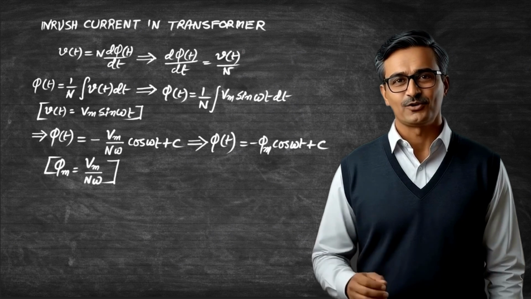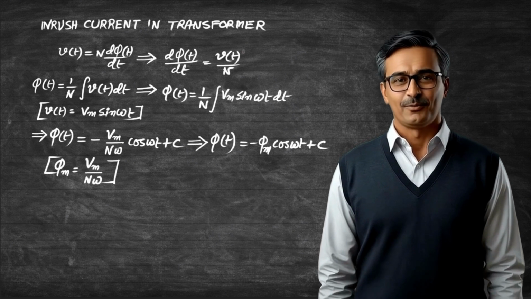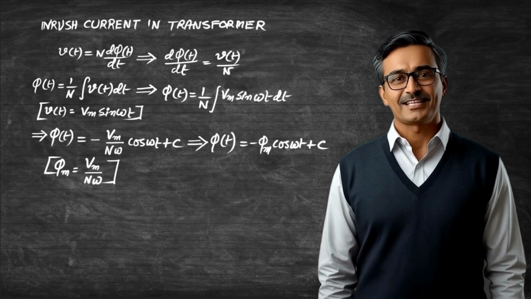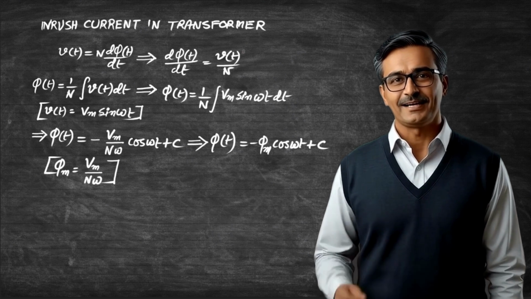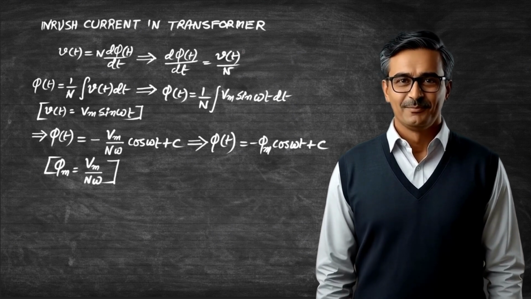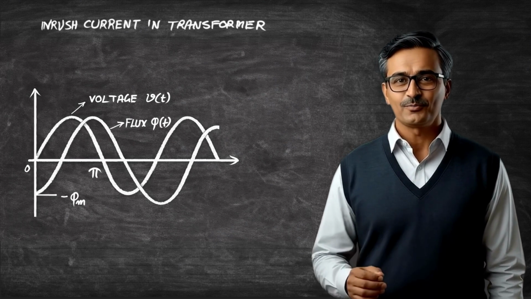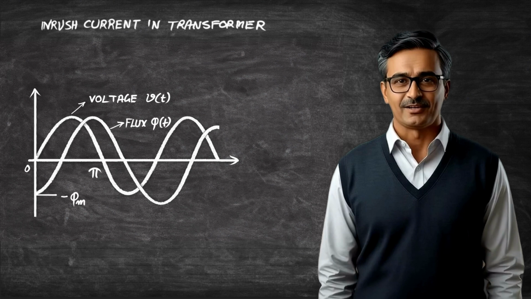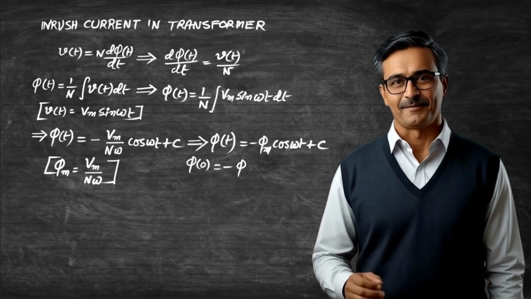Now, let us consider the normal no-load operating condition of a transformer. The magnetizing current required to produce the flux lags the applied voltage by 90 degrees. Since the magnetic flux is directly proportional to the magnetizing current, the flux is always in phase with the magnetizing current. Therefore, the flux also lags the applied voltage by 90 degrees. Because of this phase relationship, when the voltage waveform crosses zero, the flux reaches its negative maximum value. Therefore, under normal steady-state condition, when t = 0, the flux becomes φ(0) = −φm.